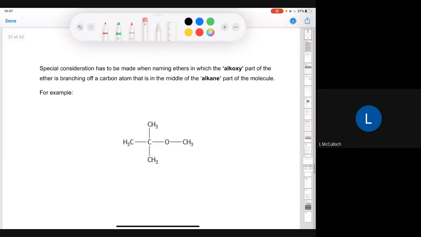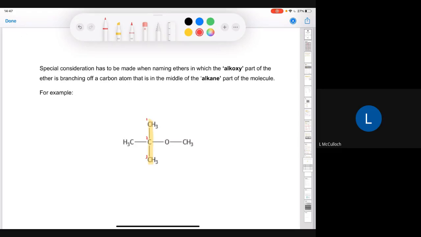Okay, so it says special consideration has to be made when naming esters in which the alkoxy part of the ether is branching off of a carbon atom that is in the middle of the alkane part of the molecule. So for example, for this one here, we always need to start with our ethers by finding the longest continuous chain of carbon atoms. And the longest continuous chain of carbon atoms is right down the middle there. We've got 3 carbon atoms in the chain. So I'm going to go ahead and number those 3 carbon atoms.